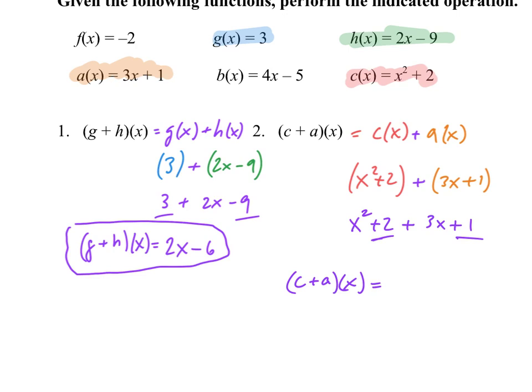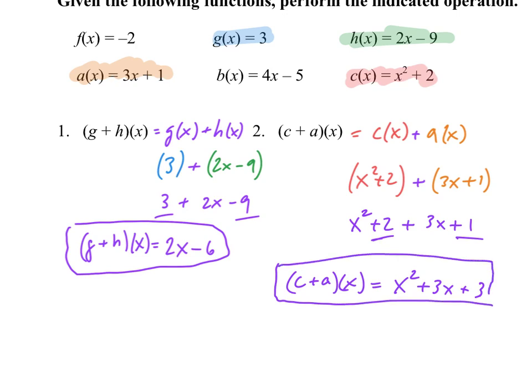I want to look for the term with the highest exponent first, so that would be the x squared, so that's going to go first. Then the term with the next highest exponent would be the 3x. And then the 2 and the 1, as we combine those, don't have any exponent, or any variable, I should say. So that 3 would go last. This is what we call standard form. So there's our answer. If I added c and function a, that's what we would get.